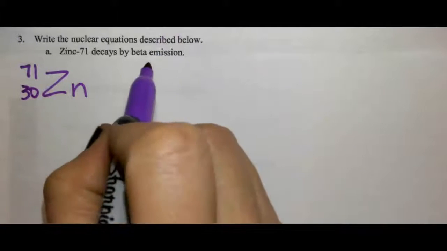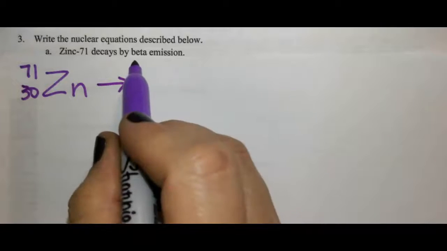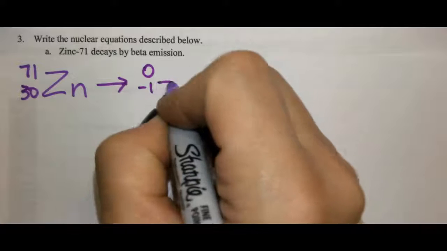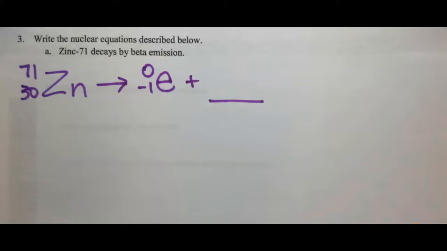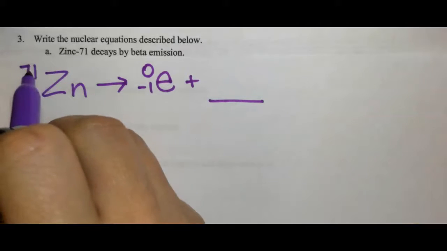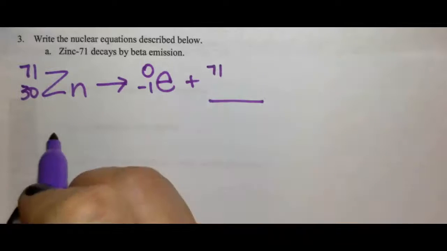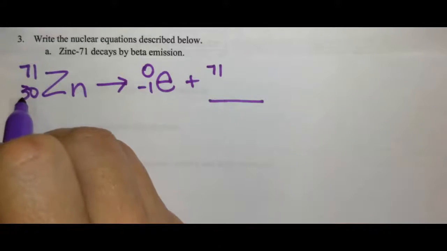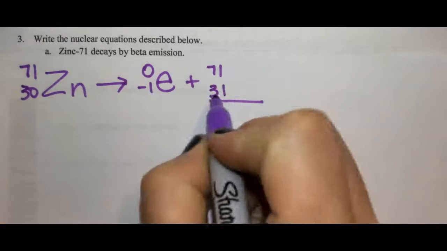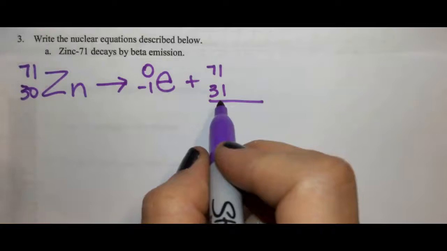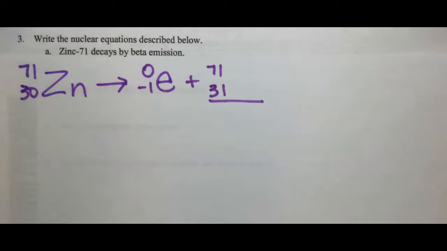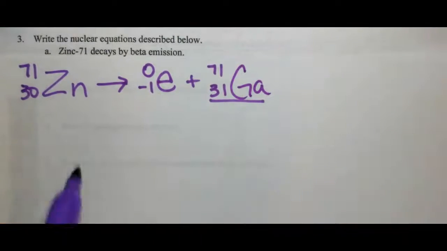Because it is a beta decay, or beta emission, we're going to draw an arrow, and we are going to emit or give off a beta particle, which is 0 over negative 1 e for electron. Now the question is, what particle do we have remaining afterwards? And so we say, well, 71 is the mass number on the left, so 0 plus 71 on the right equals 71. And we need a total of 30 for our atomic numbers, so here we'll say 31 minus 1 equals 30. Now I'll look up element number 31 on the periodic table, and that is Ga, or gallium. So I'll put Ga here, and that is the beta emission of a zinc 71 isotope.